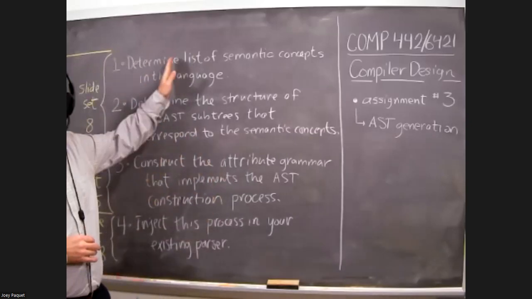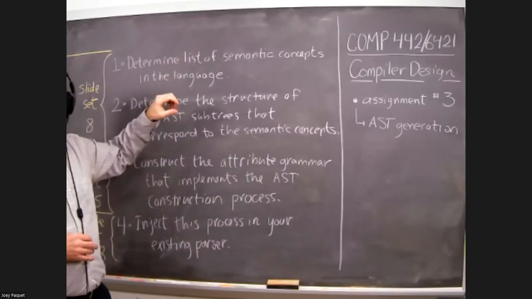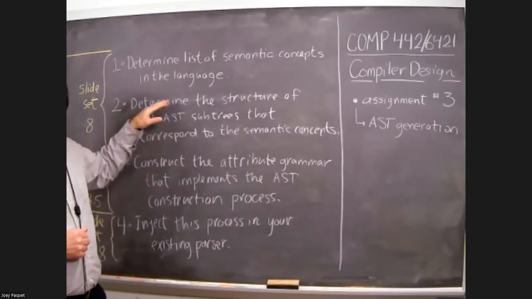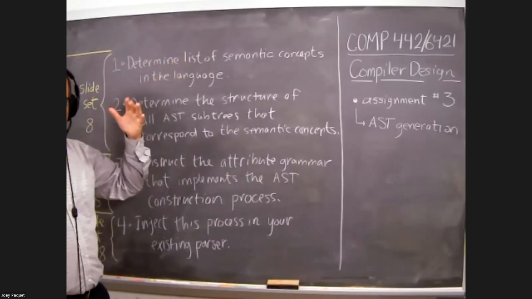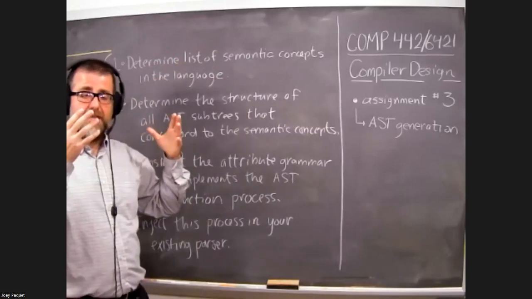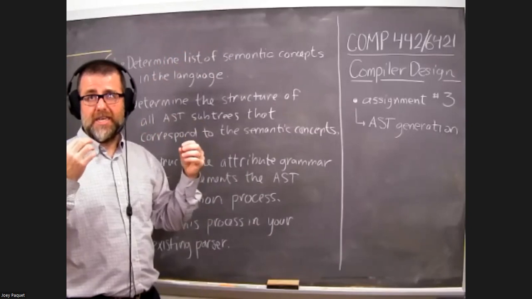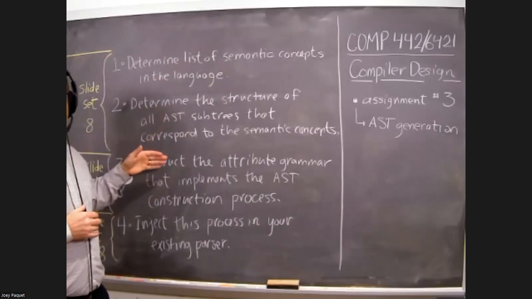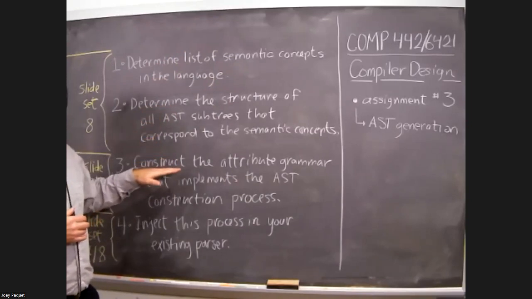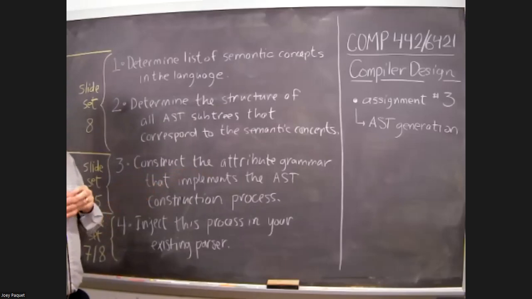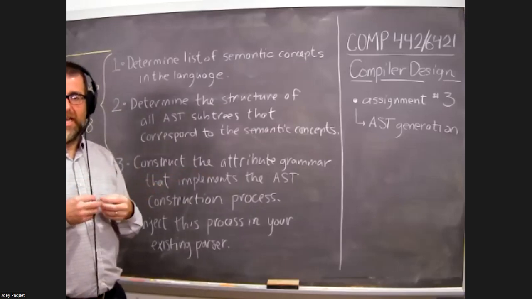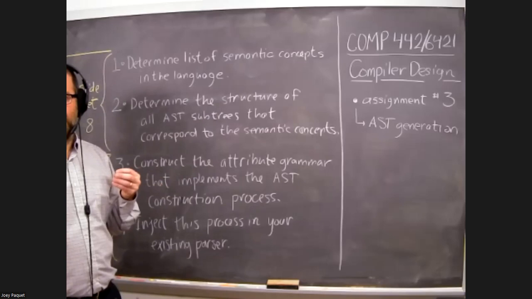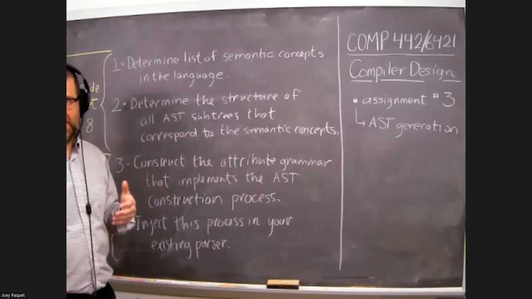You should start by looking at the initial grammar I gave you, and try to determine the list of semantic concepts in this language. Then, for each of these semantic concepts, try to imagine what shape of AST will be representing each of these concepts. And once you have that, you go to your LL1 grammar, and try to construct an attribute grammar that represents a procedure of creating an AST for the concepts that are being parsed by your right-hand sides, okay, as I explained before.